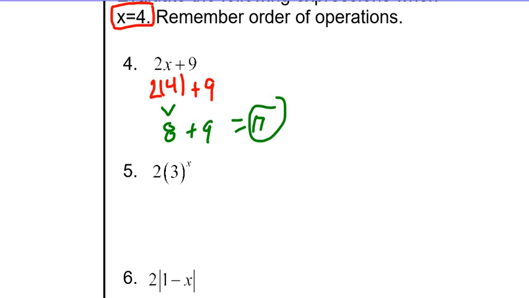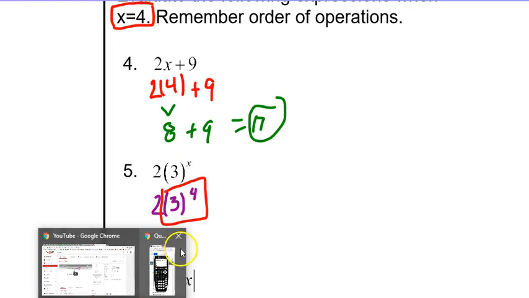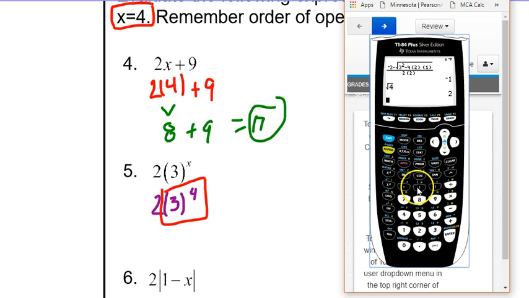All right, next example, we have 2 times 3 to the power of 4. Now, we need to do 3 to the power of 4 first, because we do exponents first. Now, if you're not sure what 3 to the power of 4 is, by all means, let's use our calculator because that is what it's here for. 3 to the power of 4. Press enter, we get 81.